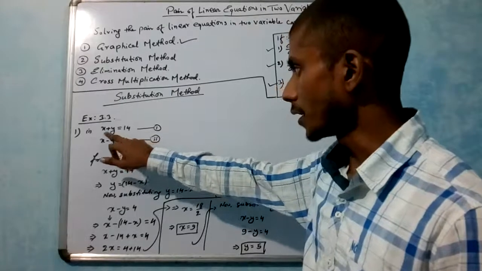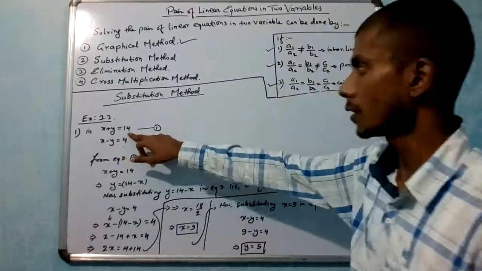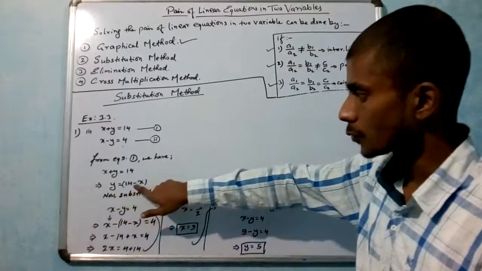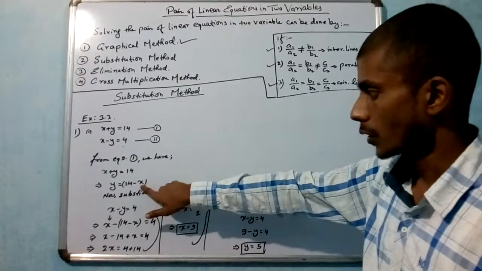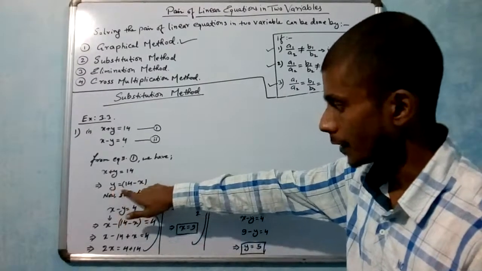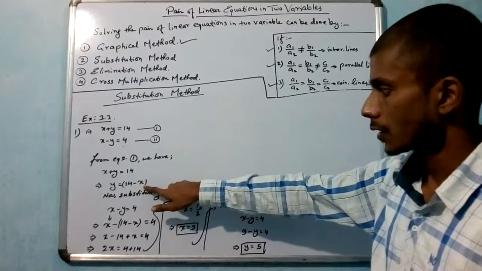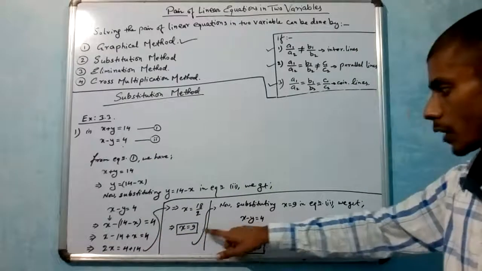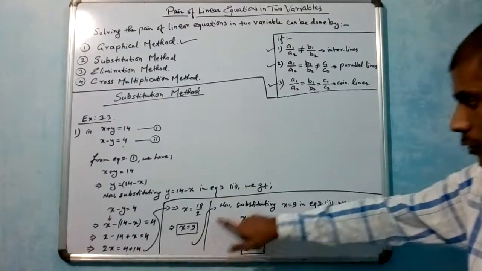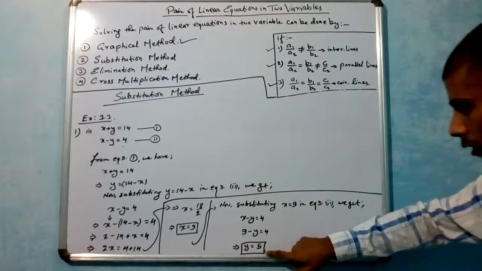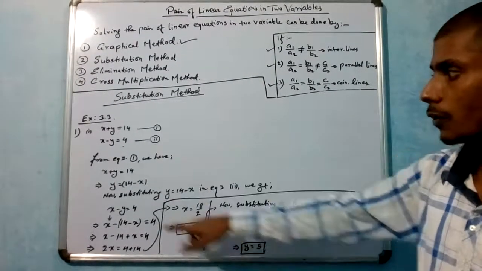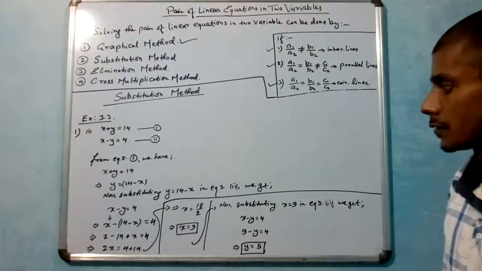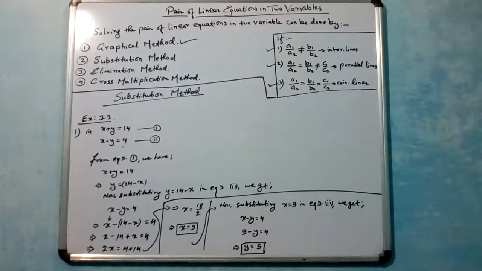Get one variable's value in terms of the other variable, like this. What is this? This is the value of y in terms of x, 14 minus x. Correct? And that we substituted in the other equation, and then we simplified. Again we substituted in any one of the equations, and we got the other variable's value. This is the procedure for the substitution method. This is only what substitution is that you have to understand. Nothing extra in this to teach.